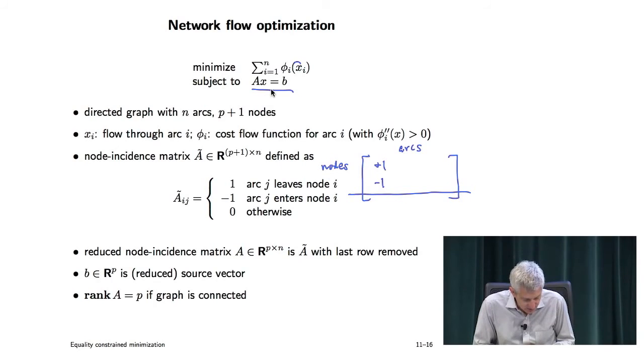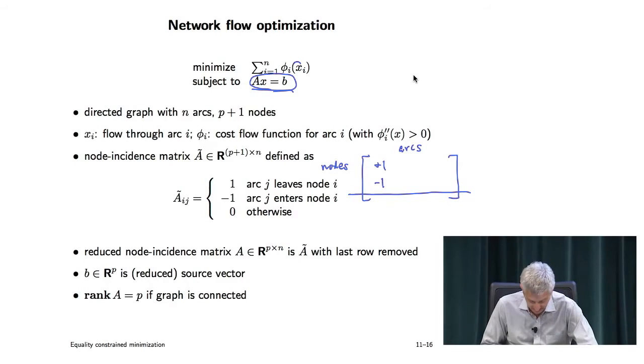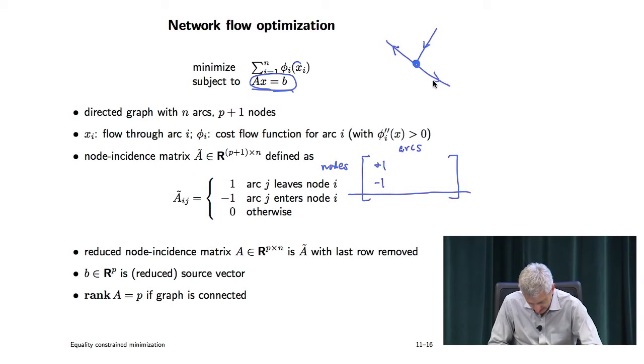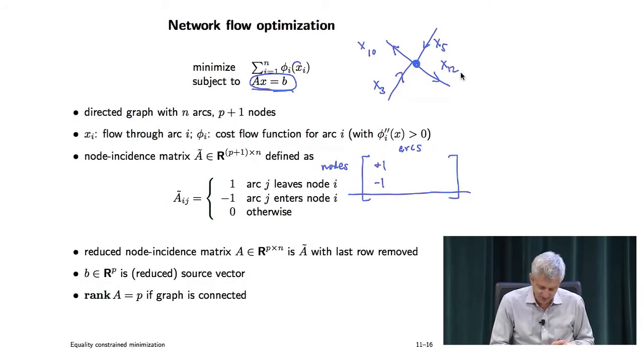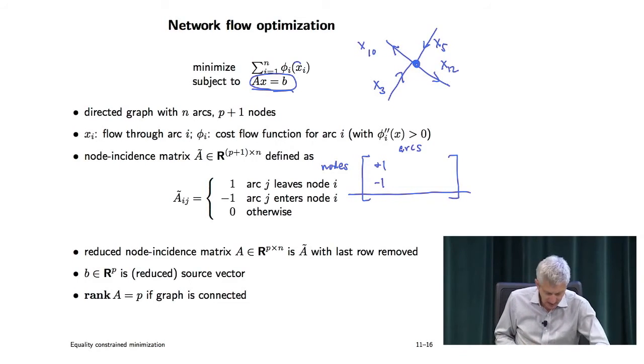And Ax equals b is flow conservation. So that says that at every node here, if I have some arcs flowing in and some arcs going out like this, for example, if that's x3, that's x5, that's x10, and that's x12, that says the following: x3 plus x5, that's flowing in, has to equal x10 plus x12. That's the outflow. So basically, Ax equals b is flow conservation.